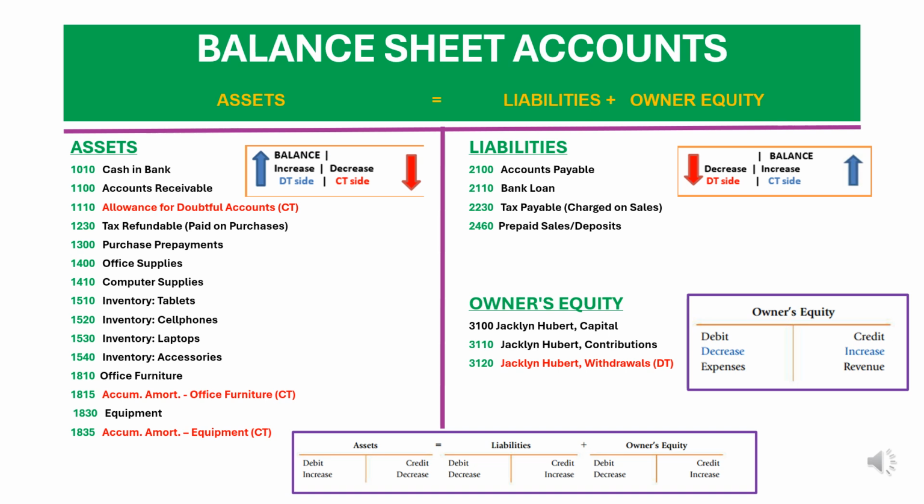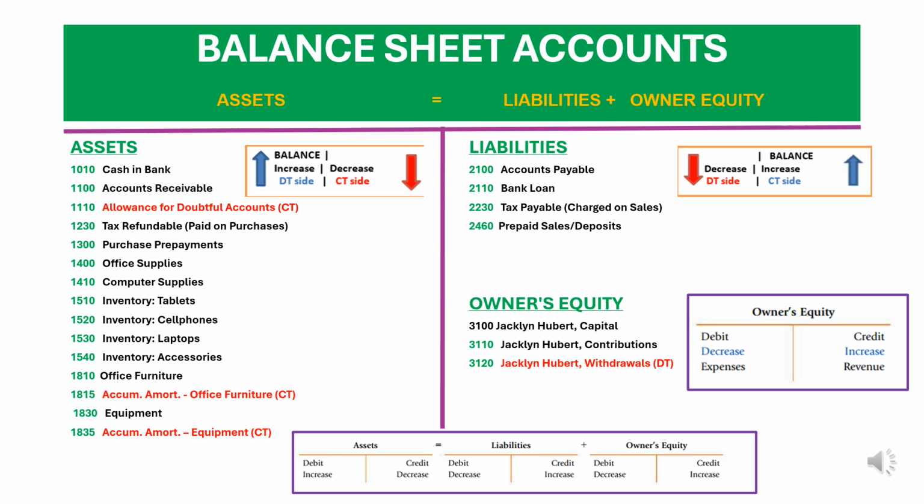Liabilities and equity in their natural state have a credit balance and increase with credit and decrease with debit. Liabilities, amounts owed by the company to creditors or suppliers. Here's a brief explanation of each liabilities account. Accounts payable, amounts the company owes to suppliers or creditors for purchases made on credit. Bank loan, a loan borrowed from a bank recorded as a liability until repaid.